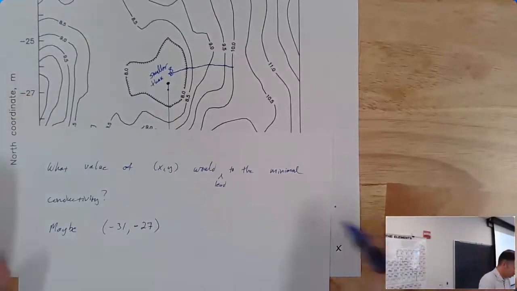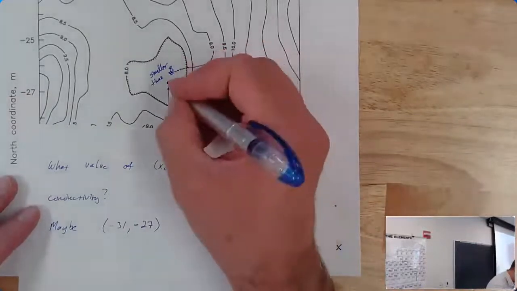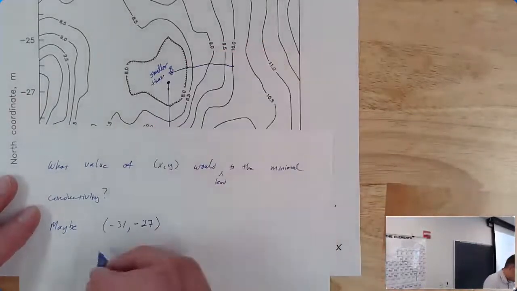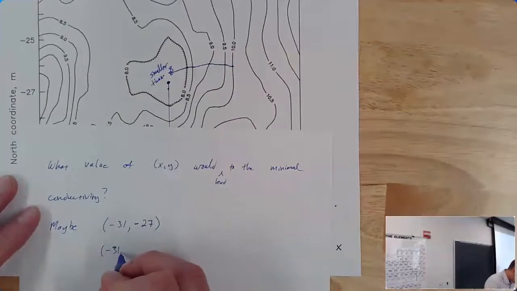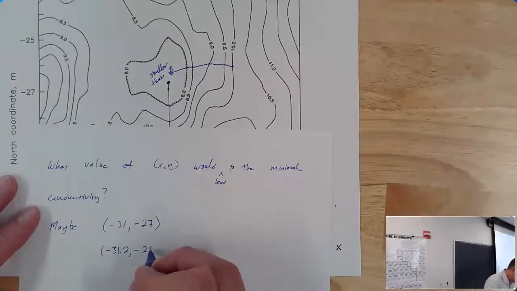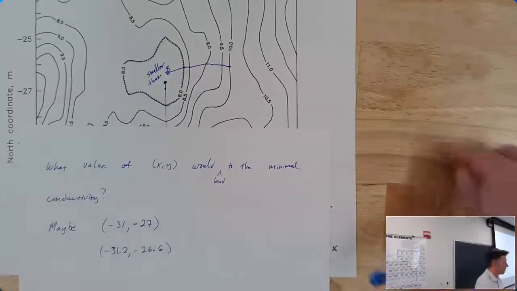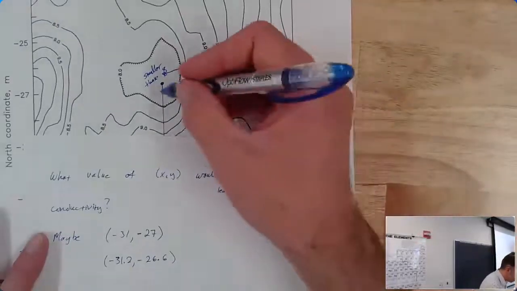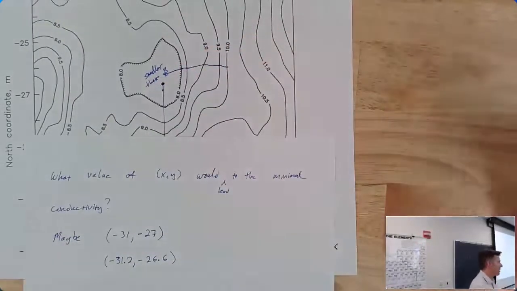Maybe, but maybe you want to go a little higher. Maybe you want to be like, if you want to go a little bit over this way, you can say like, I don't know, -31.2, comma, -26.6, right? Maybe that's real, like maybe we're a little higher up and a little further left. It doesn't really matter.